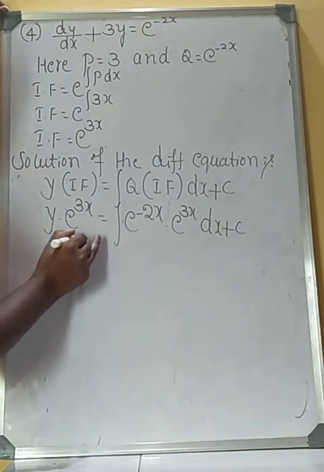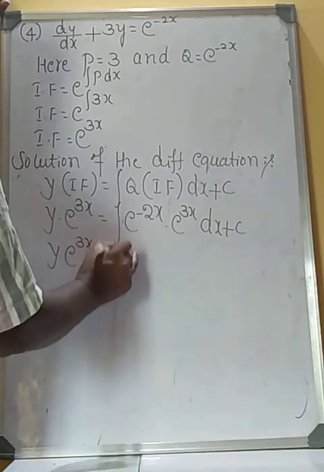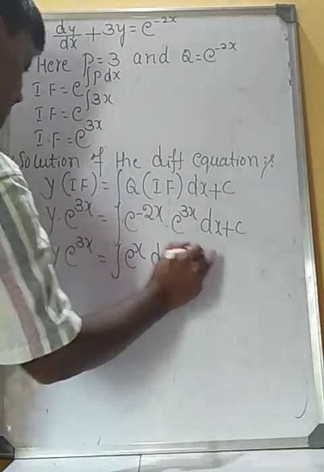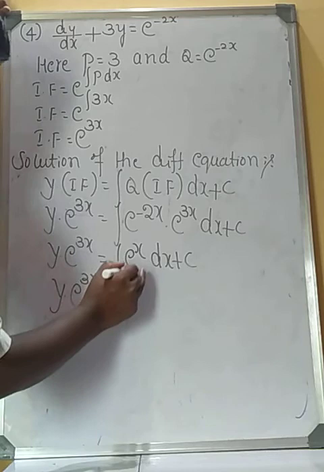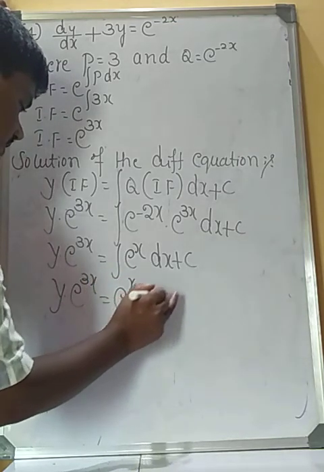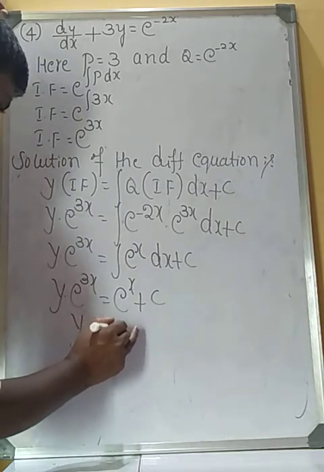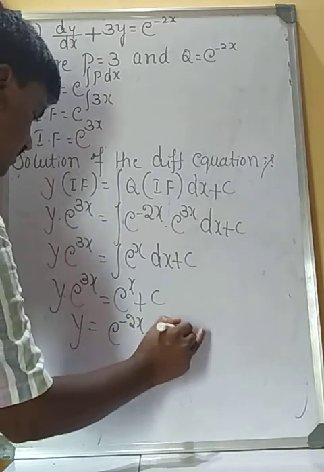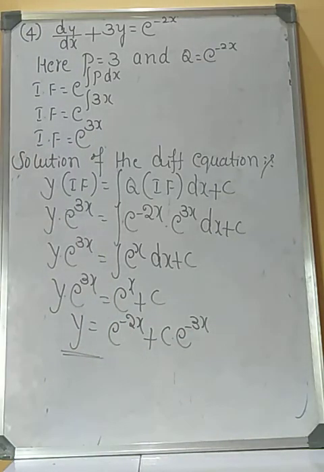Therefore, y into e power 3x is equal to integral of e power minus 2x into e power 3x, which is e power x, dx plus c. So y into e power 3x is equal to e power x plus c. Therefore, y is equal to e power minus 2x plus c into e power minus 3x, which is the required general solution of the given differential equation.